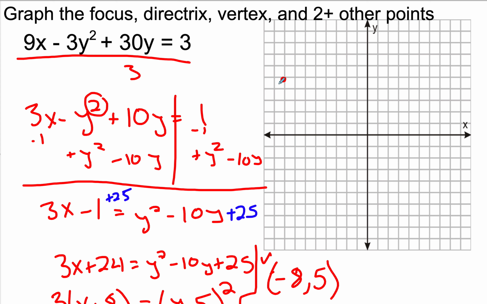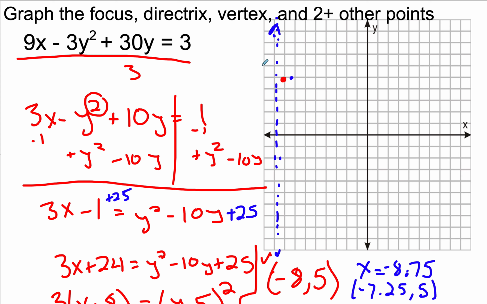So more or less, we're going to go 3/4 of the way on this side. Okay. So we'd have x equals, so we're at -8. We go 3/4 down. We're at -8.75, right? Almost -9. Focus, -7.25, 5. Again, the 5s keep it on the same horizontal line.